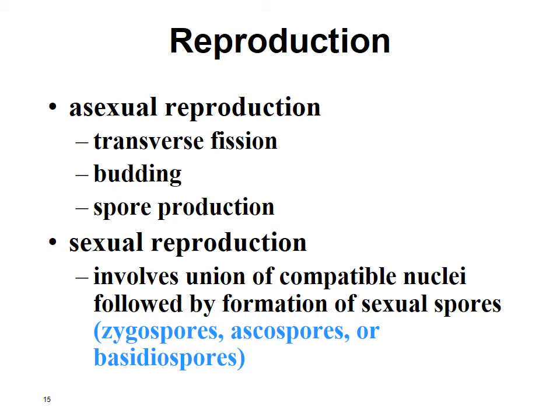Mitosis may also result in budding, which is very common in the yeasts. During budding, a smaller daughter cell forms off the larger mother cell. But the most common form of asexual reproduction is spore production, and this also occurs through mitosis. There are several different types of asexual spores which are formed, and we'll look at those different forms on the next slide.